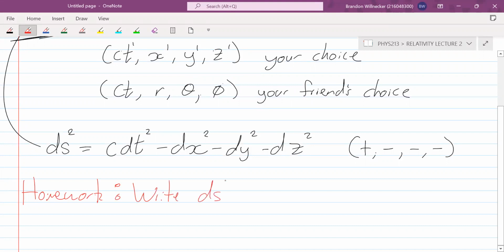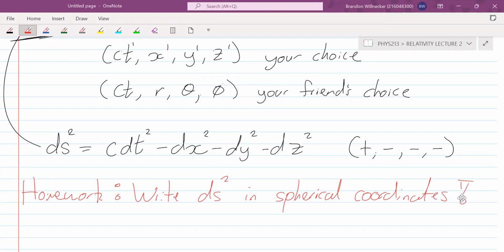Write ds squared in spherical coordinates. Okay, that's a good homework question, just to show you how we can go back and forth between two coordinate systems. So I'll leave that for homework there. But for assessments and stuff, we're going to stick to the simple Cartesian coordinates.